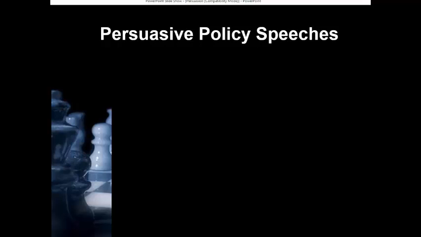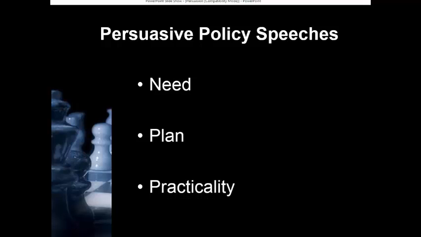So as I mentioned, you're going to be focusing on persuasive policy speeches. Why is this? There's a beautiful structure that comes from a persuasive policy speech, and I think it helps with the structure and the planning so that when you decide to do a value or fact speech, you understand more about the nature of how persuasion works. And it's because persuasive policy speeches have three elements that need to be in there: need, plan, and practicality.